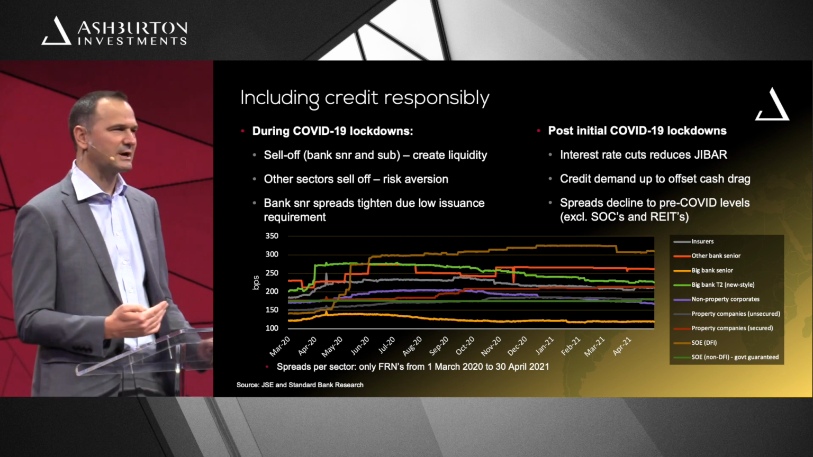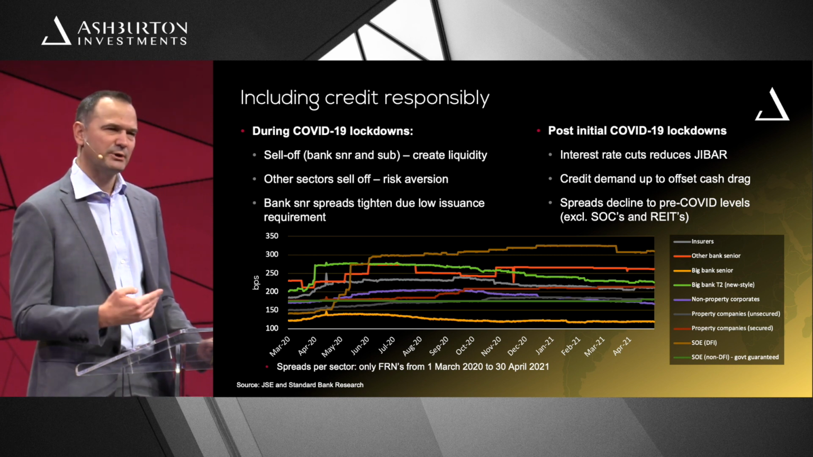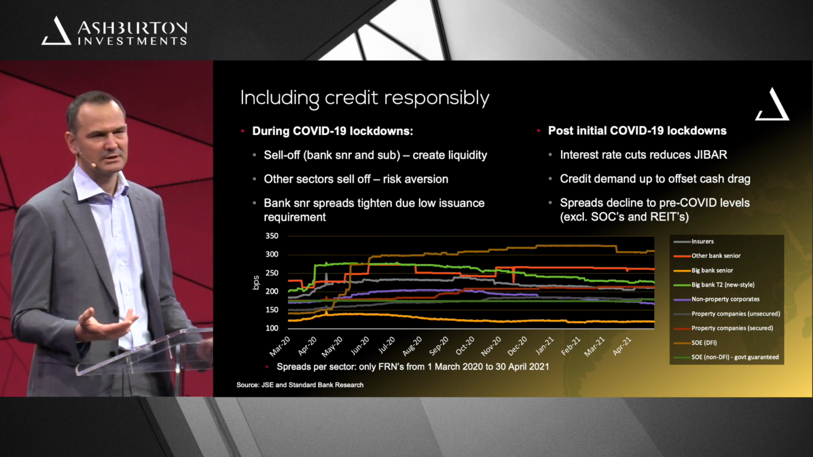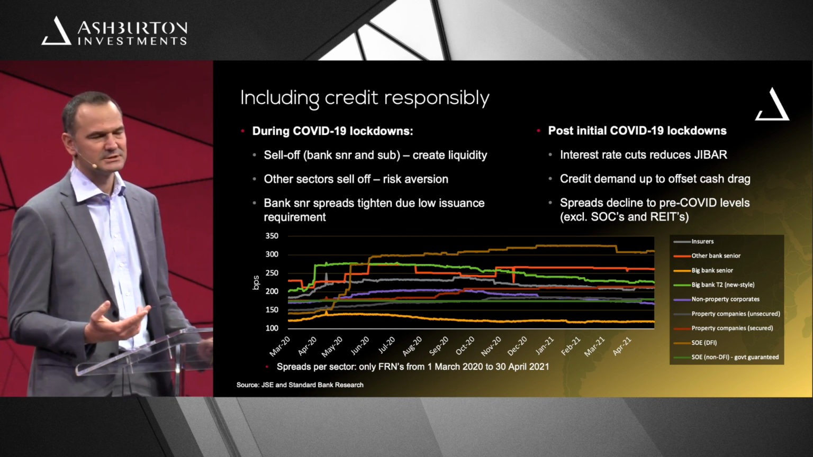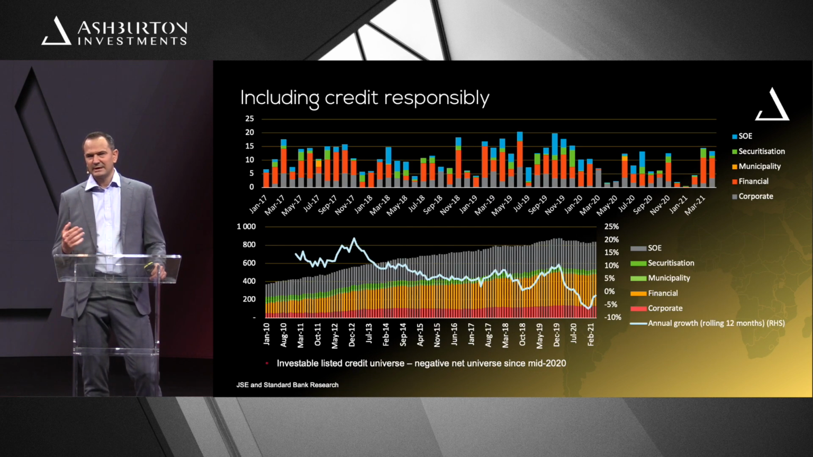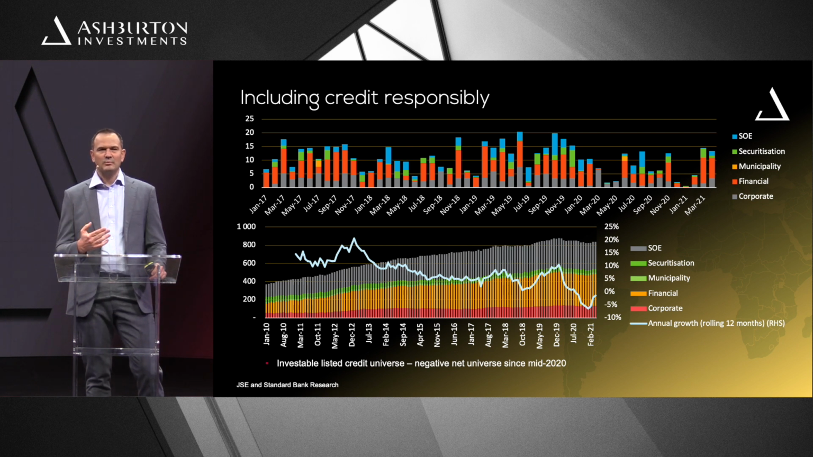where we're probably back to the spread levels we saw pre-COVID, except for two sectors, the state-owned companies and the REITs. In a period like this, where you are seeing excess demand and insufficient supply, that's really when credit spreads tighten. And you can see this limited supply.